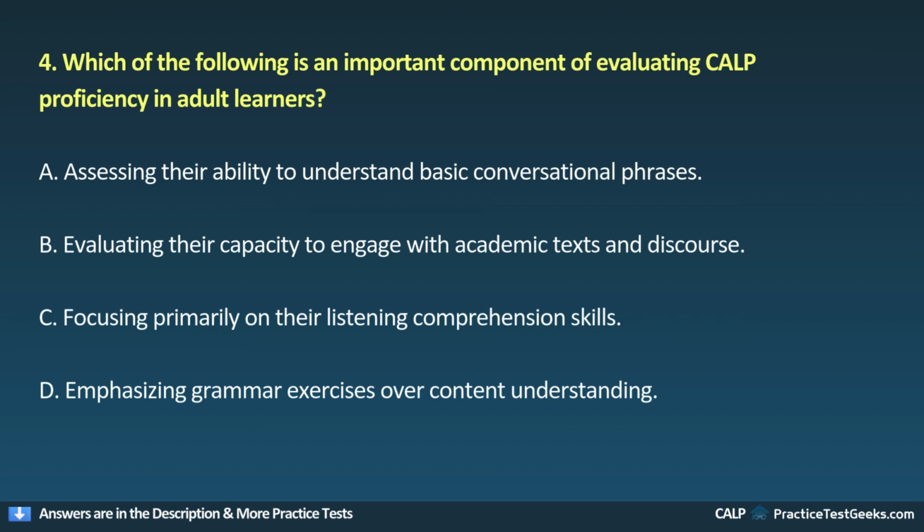4. Which of the following is an important component of evaluating CALP proficiency in adult learners? A. Assessing their ability to understand basic conversational phrases. B. Evaluating their capacity to engage with academic texts and discourse. C. Focusing primarily on their listening comprehension skills. D. Emphasizing grammar exercises over content understanding.